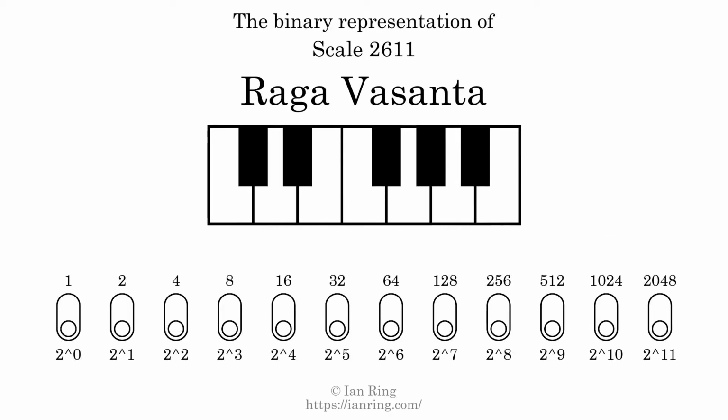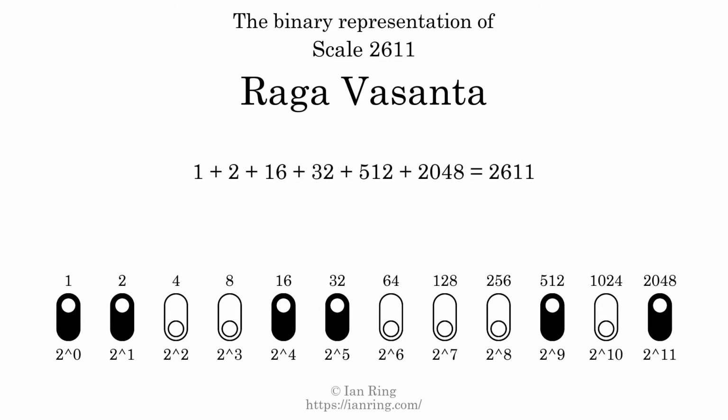The binary representation of this scale is determined by mapping tones of the scale to binary digits. Each binary digit represents a power of 2. To get the scale number, we add the powers of 2 together. The powers of 2 that are present in the scale, all added together, equals 2611. That is why the scale number, in decimal, is 2611.